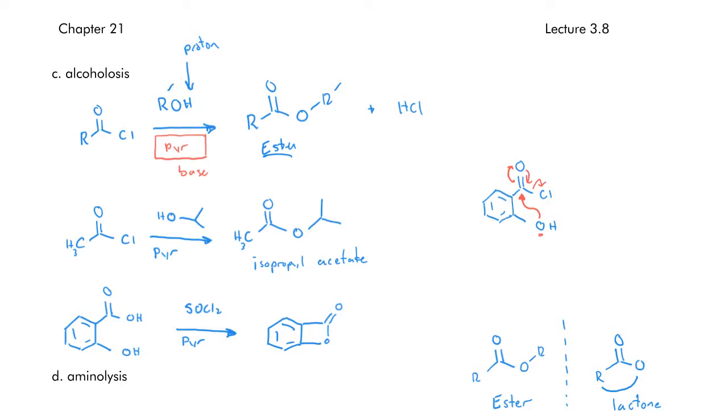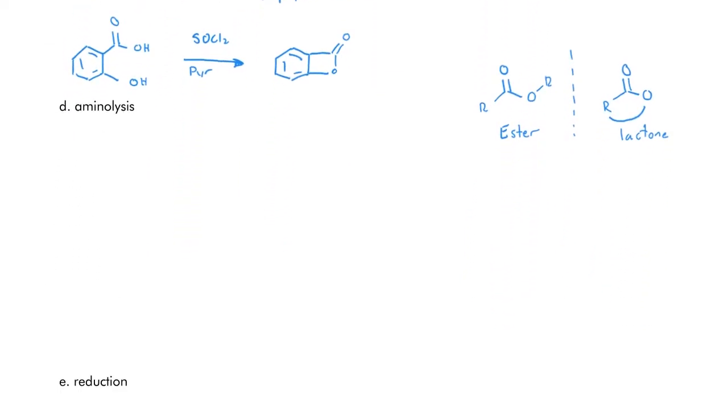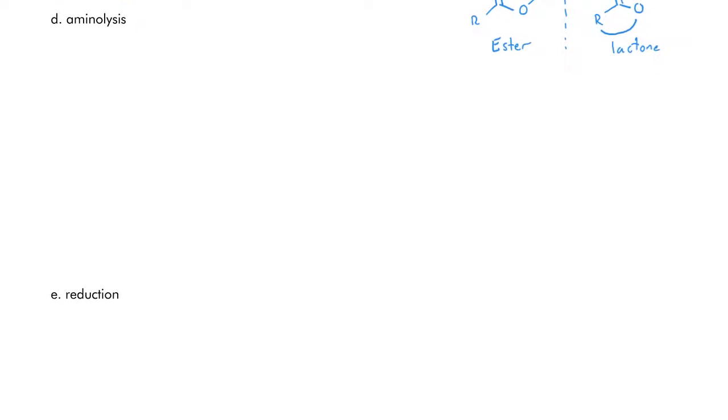All right, so the next reaction looks like aminolysis. So let's scroll down and talk about that. Aminolysis, again, is the reaction of an amine with, in this case, our acid chloride, but any of the carboxylic acid derivatives. So let's look at the general reaction. We have an acid chloride, and we treat it with an amine, and what we get after the nucleophilic acyl substitution is an amide.